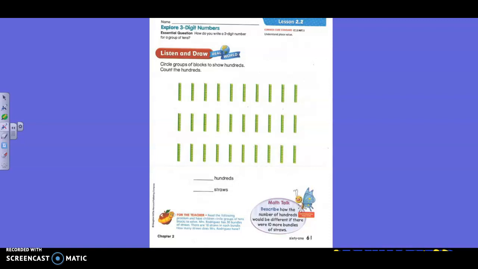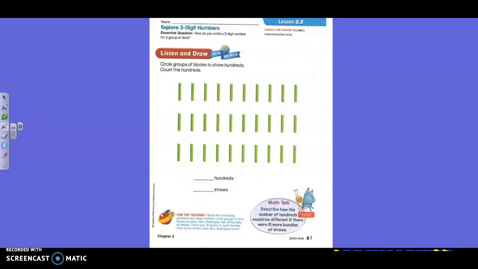Okay. There are how many tens blocks, boys and girls, in this picture? No, not 100. There are not 100 tens. There are 30 tens. If we counted all these tens, there would be 30 of them.